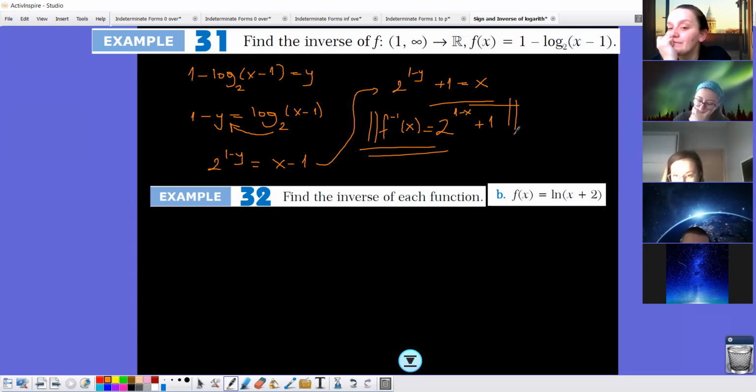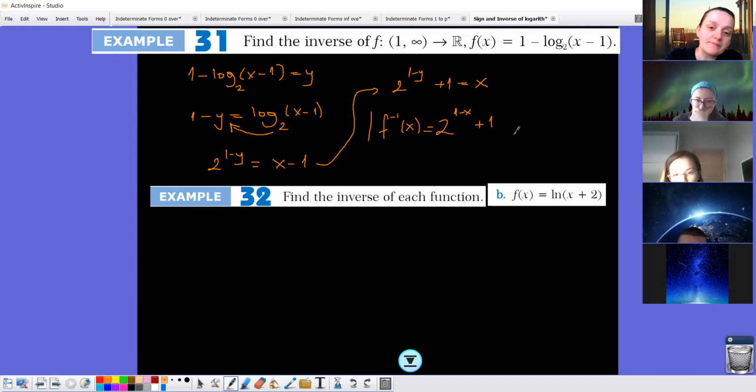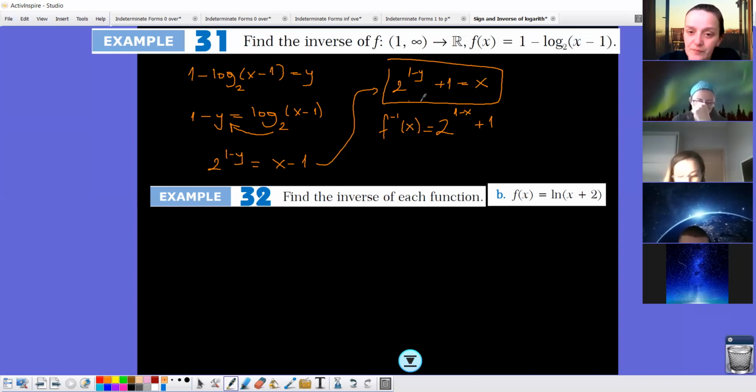Teacher understood till the last part with f of x. You didn't understand f of x? You found this one? Okay. And then instead of y here, because this expression is your inverse, instead of y, I'm writing x only.